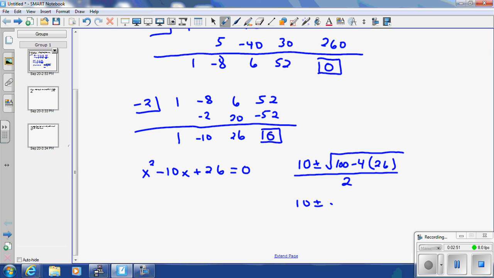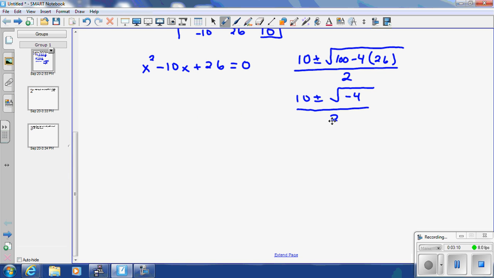So this is 10 plus or minus. Well, if you type in the stuff under the square root, it ends up to be -4. That's 100, and 4 times 26, yeah, that's going to be -4 over 2. Well, this becomes 10 plus or minus 2i, the square root of -4, divided by 2. So since both of these things are divisible by 2, I'll go ahead and divide them, and I get 5 plus or minus i.